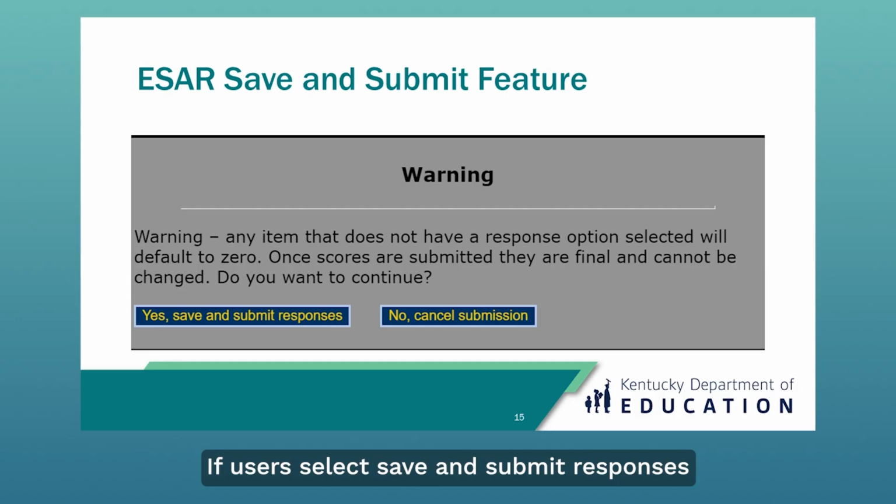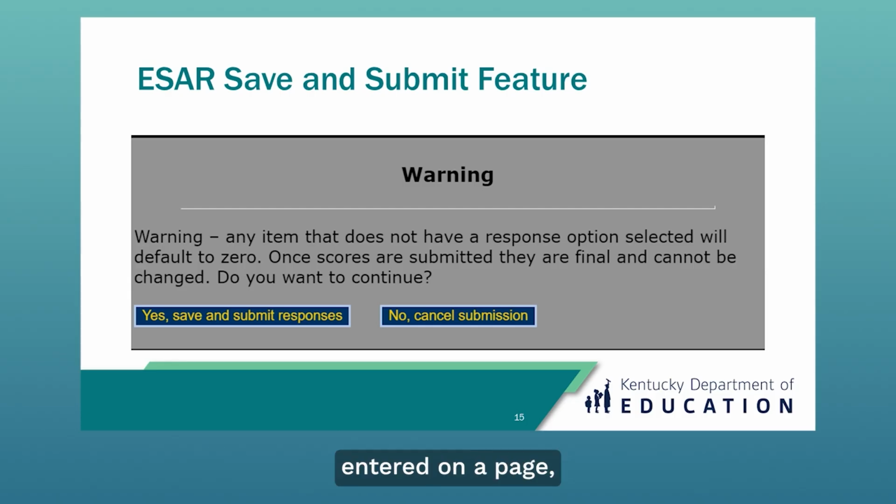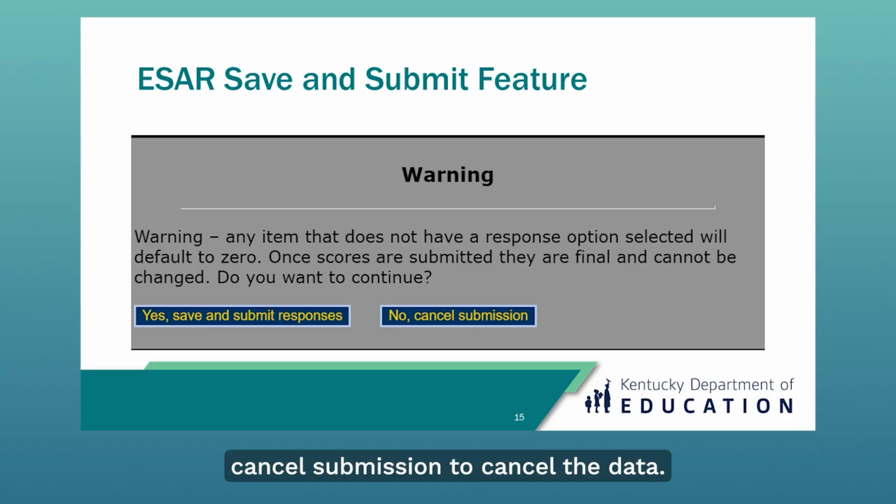If users select Save and Submit, responses entered on a page, such as personal qualities and people skills, will be saved in the CRD permanently and submitted to KDE. Any item that does not have a selection or no response selected will default to 0. Users will get an alert indicating that if the Save and Submit button is selected, the data will be permanently entered and submitted to KDE. Click Yes, Save and Submit the responses to submit the data, and No, Cancel Submission to cancel the data.